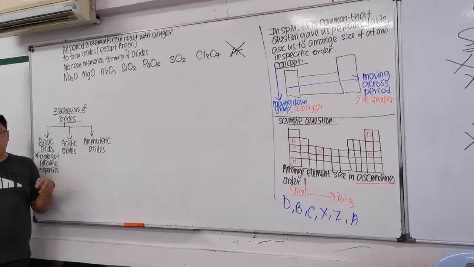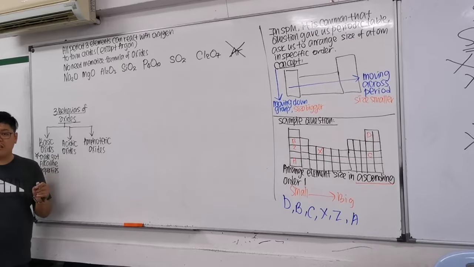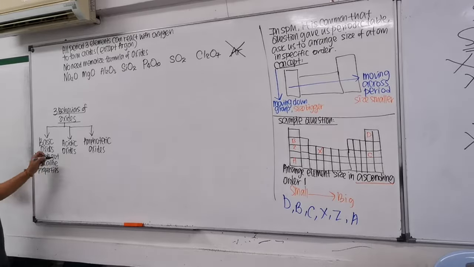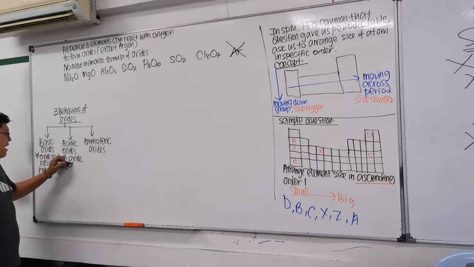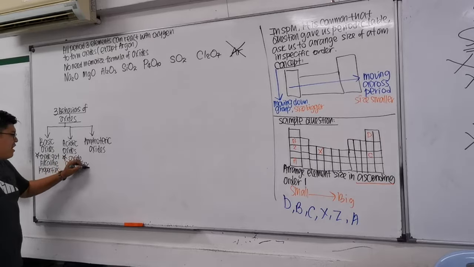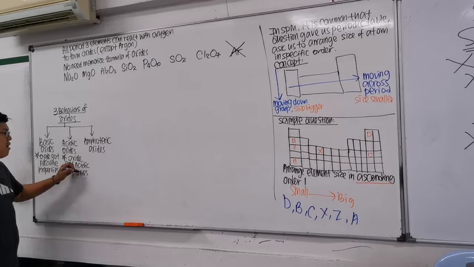Acidic oxide, I don't need to tell you the name, kind of self-explaining, right? Acidic oxide means the oxide is acidic, right? So acidic oxide is the case whereby your oxide got acidic properties. If you have acidic properties, your oxide is called acidic.